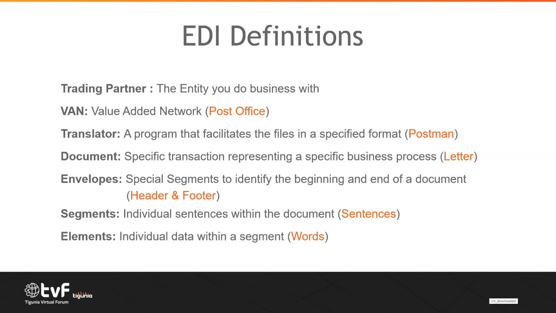An EDI document is a specific transaction that represents a specific business process. So you could have a sales order, a purchase order, an advanced ship notice, an invoice. All of those would be different documents. Think of it as a letter. Every time you do a different type of transaction, it's a different letter.